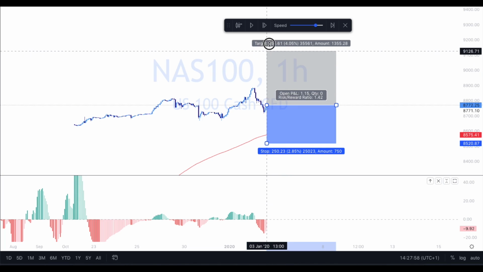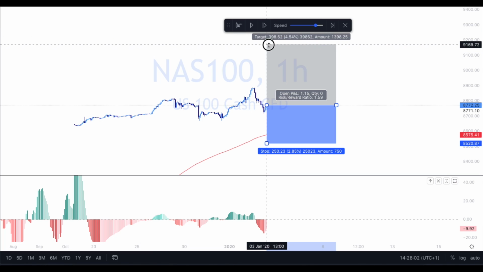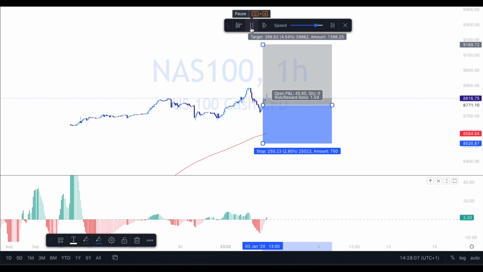And we're going to do a 1 to 5 ratio again. So 1 to 5 ratio. Let's give that a go. Let's see what we get.